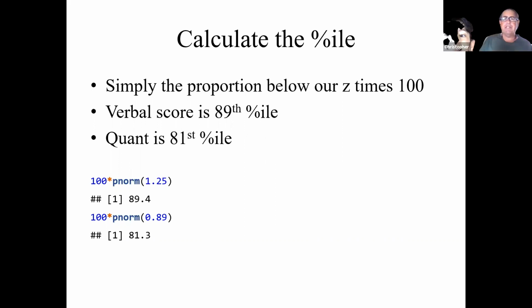So the verbal score is in the 89th percentile. The quantitative score is in the 81st percentile. So that's all the percentile is, just those proportions multiplied by 100. All right, that's it for this section on the standard normal distribution.